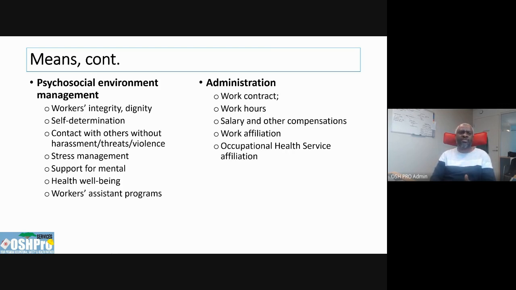And the last one, they should have this under administration. They should have work controls. They should not be doing work just, you know, you just come to work and you don't know how much you're going to be paid. You don't know what is your work description.